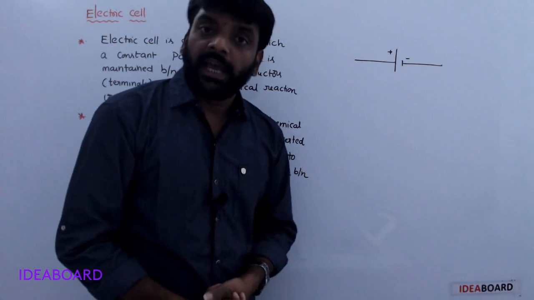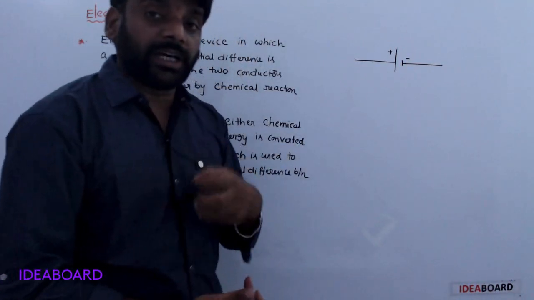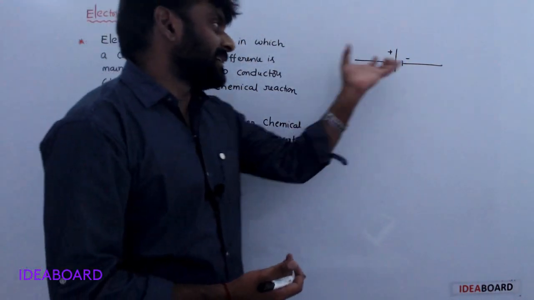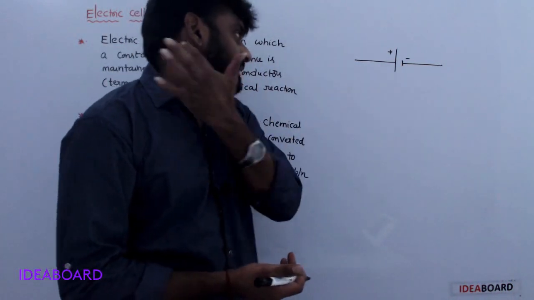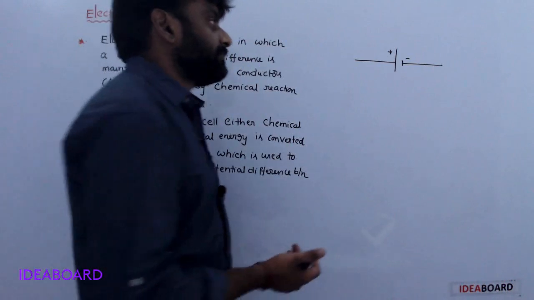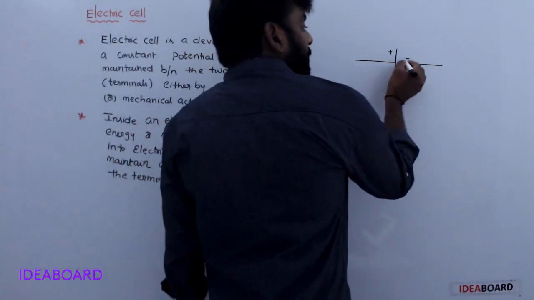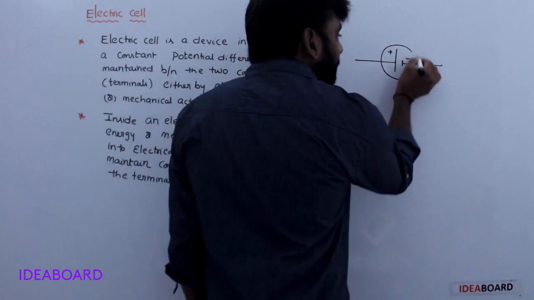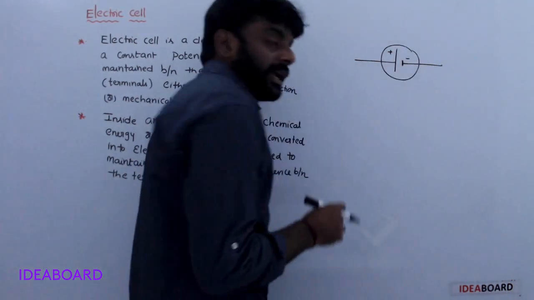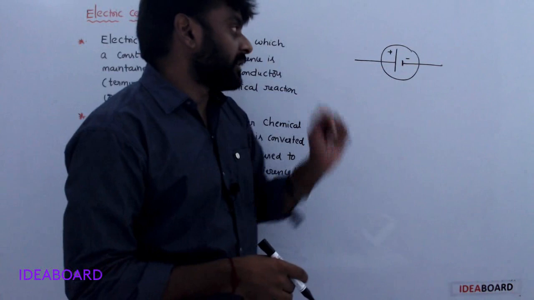To constitute the electric current, that means it is the source of current generation. So first of all, going to the cell's topic, let us discuss the inside part.